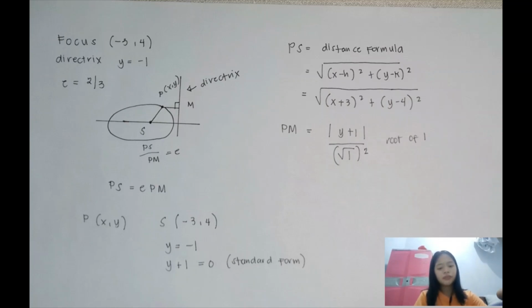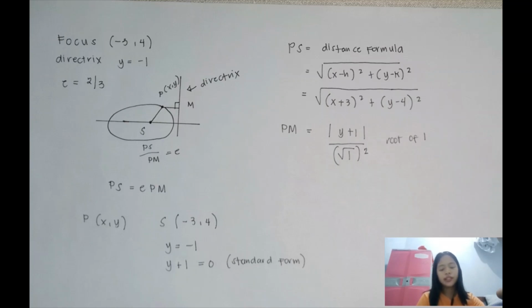So, makikita nyo sa illustration, ito yung P, which is x and y. And this S is equivalent lang yung P sa S, and perpendicular yung S sa M, which is yung M is yung directrix. So, magbibigay tayo ng formula na PS over PM is equal to eccentricity. So, gawing cross multiplication, PS is equal to eccentricity, PM.